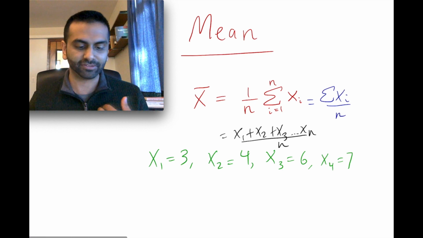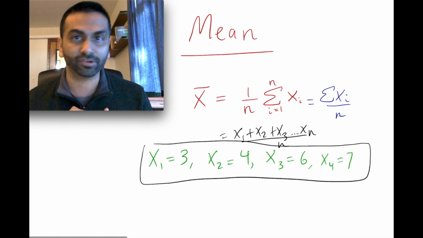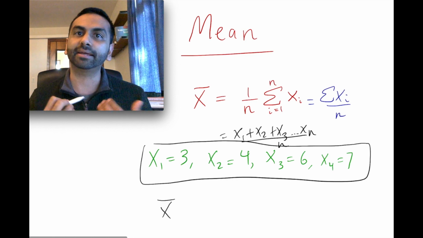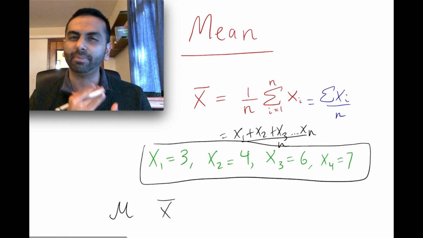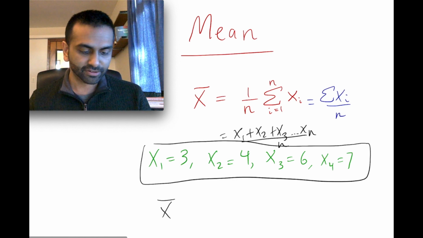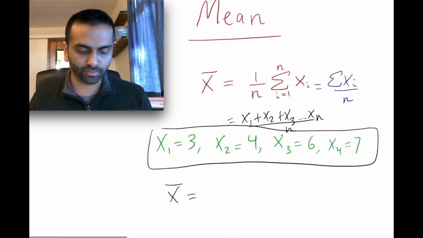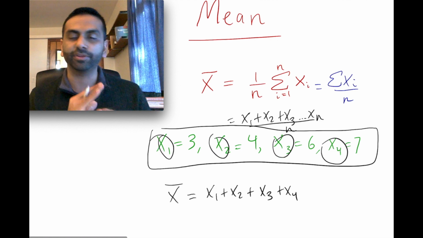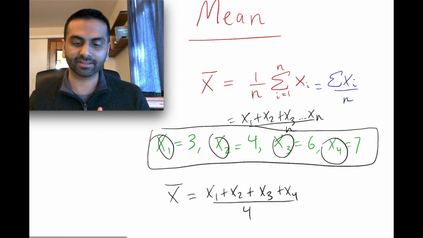So let's do a straightforward example. Let's say you're given this data set: x1 is 3, x2 is 4, x3 is 6, and x4 is 7. And the question is, find x bar. X bar, by the way, is a notation to indicate the mean of a set of numbers. In later statistical work, you also use mu for the population mean, but that's for a different video. So let's just apply the formula. That's going to be x1 plus x2 plus x3 plus x4, because there are 4 of them, divided by the number of them, n, which is 4.